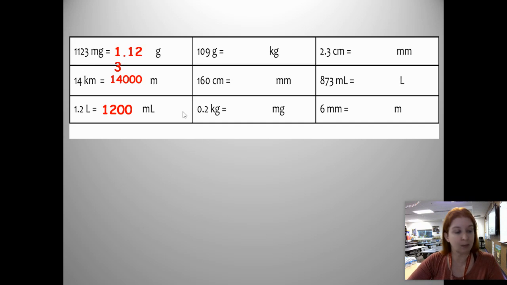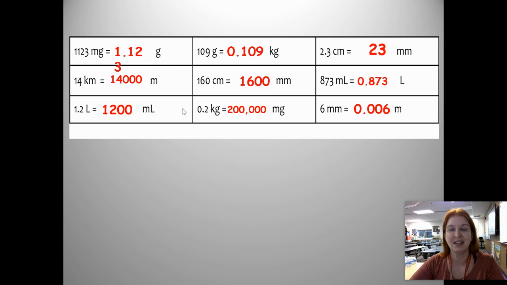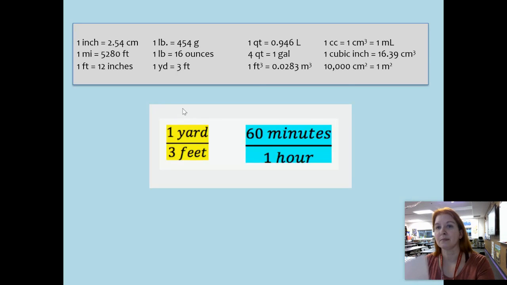So what I would recommend doing, and this is in your packet, is to pause this, attempt these first, and then see how you do. I'm not going to walk through all of these, but here are the answers for you guys. So there you go. Here are a lot of really awkward conversions, which is why the metric system is super, super easy.